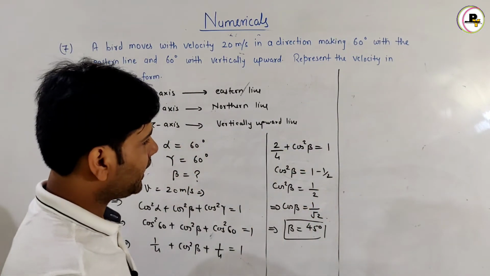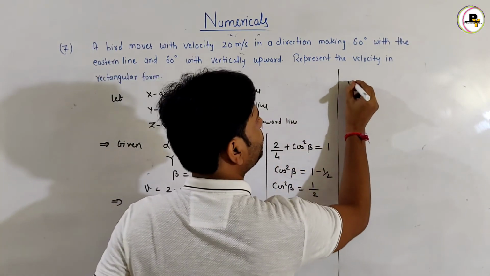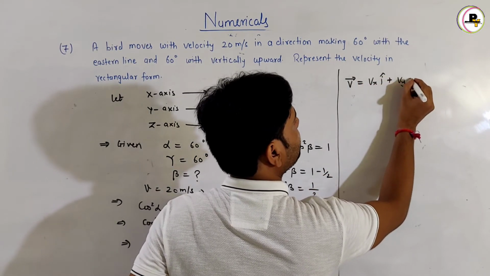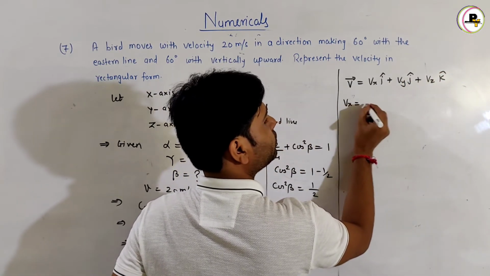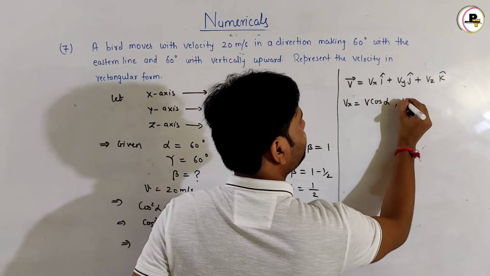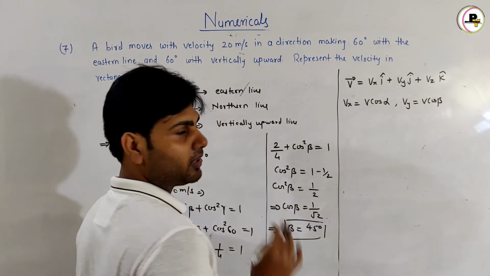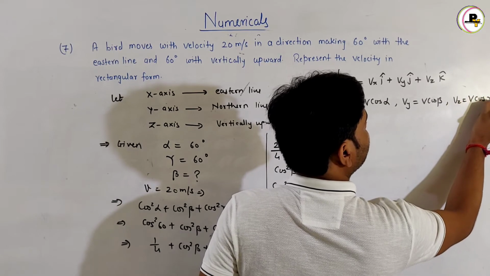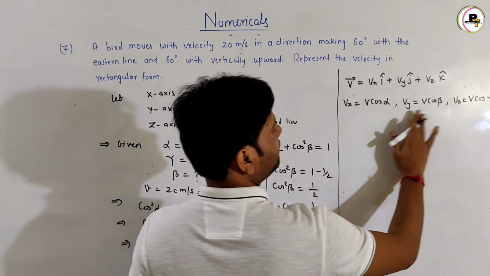Okay, now I will represent the velocity vector in terms of its components along the x-axis, y-axis and z-axis. So the v vector can be written as vx i cap plus vy j cap plus vz k cap, and we know that vx is equal to v cos alpha, as cos alpha is vx upon v, and vy is equal to v cos beta, since cos beta is vy by v, and vz is equal to v cos gamma, since cos gamma is equal to vz upon v. So I can substitute the values of vx, vy, vz in this equation.